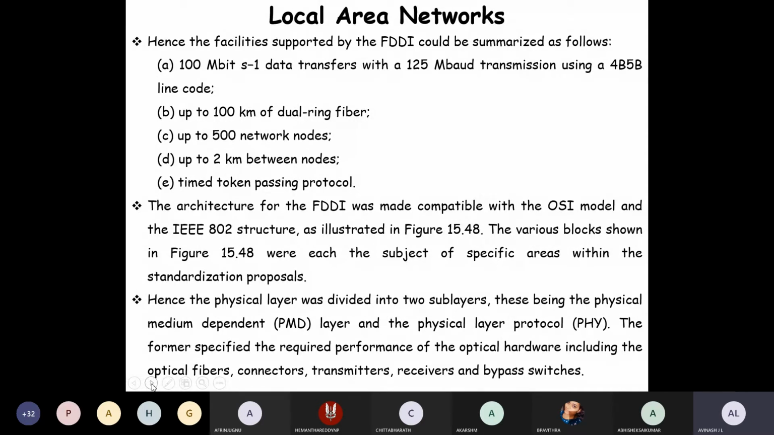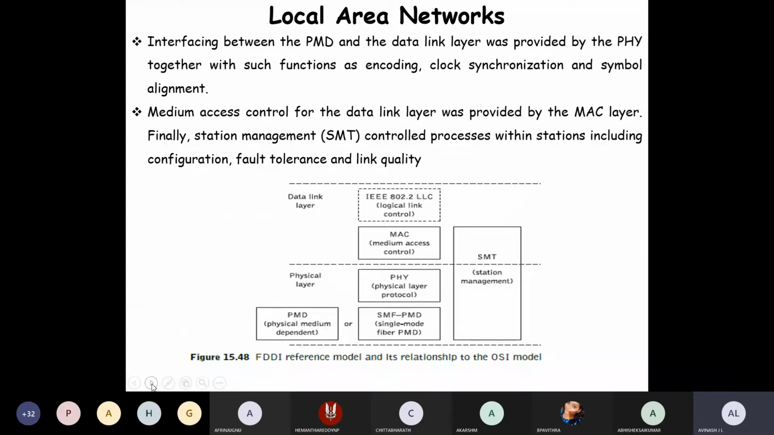So the facilities supported by the FDDI protocol are summarized as: 100 megabits per second, up to 100 kilometers, up to 500 network nodes, 2 kilometers distance between the nodes, and a timed token passing protocol. You can see the FDDI reference model and its relationship with the OSI model. It is divided into 4 layers: the data link layer and physical layer are divided, where the data link layer has the logical link control and medium access control, and the physical layer protocol and so on will be present.